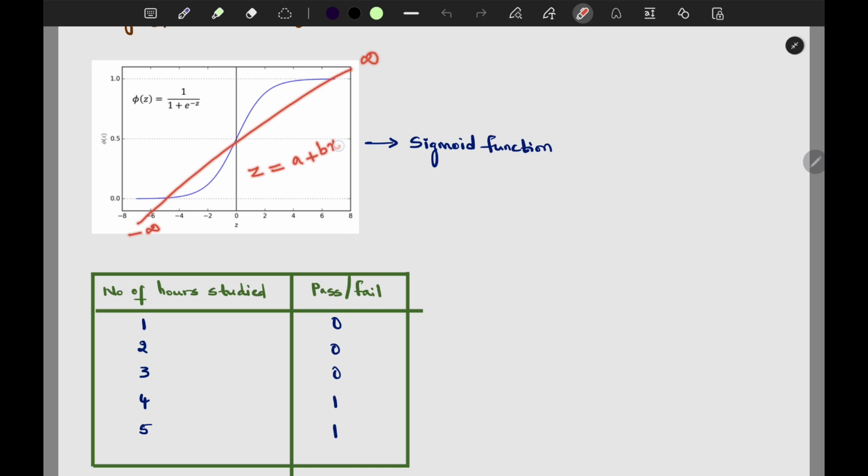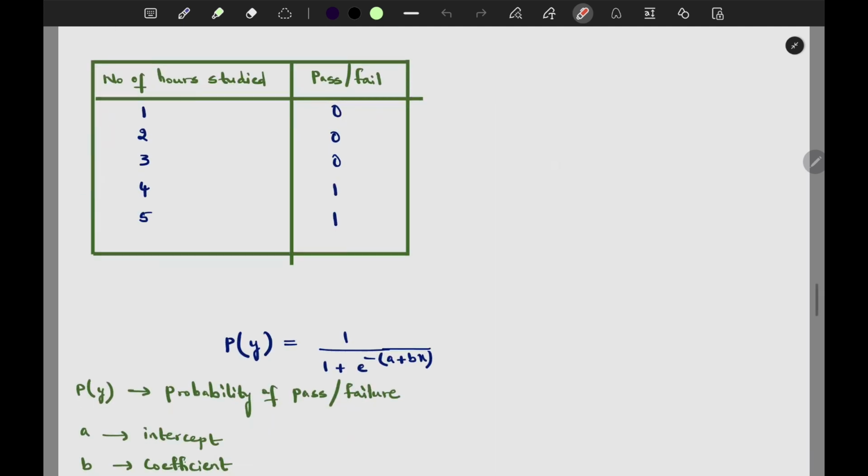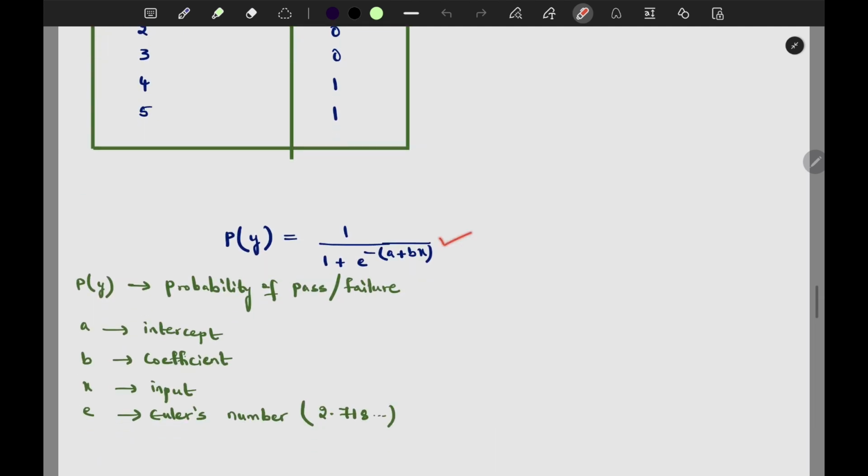But in logistic regression, we want a probability which lies between 0 and 1. So we squeeze the line at infinity to 1, similarly, minus infinity to 0. That is how we get the sigmoid function. The equation of the sigmoid function is 1 by 1 plus e power of minus z.